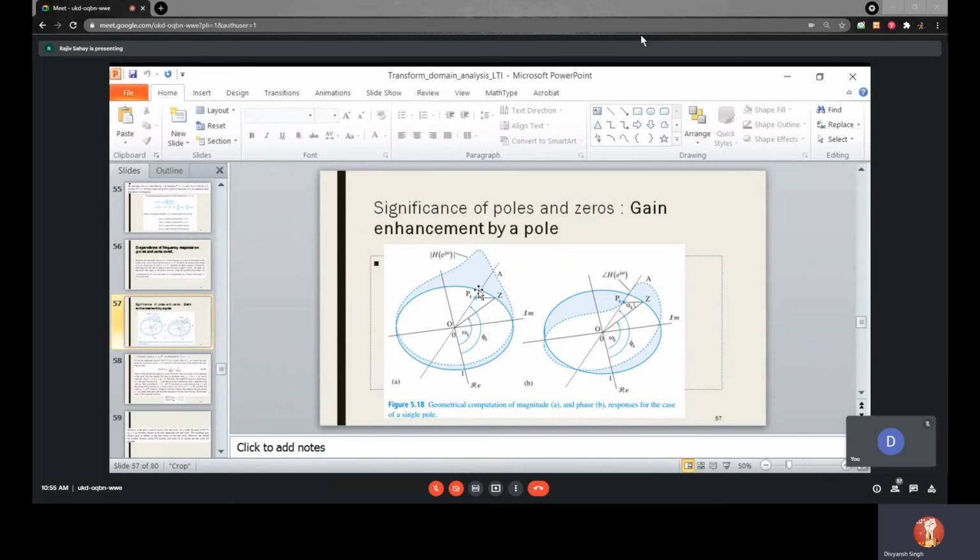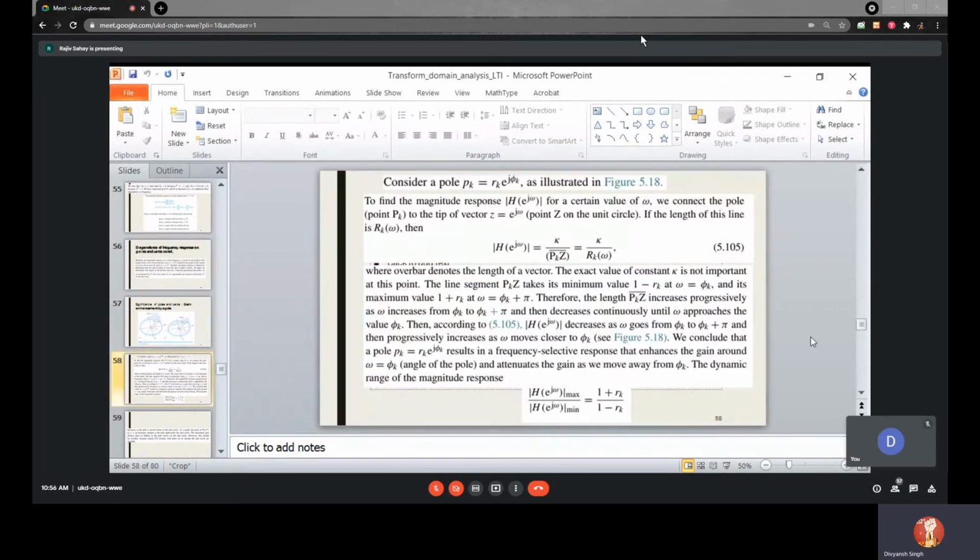Because if it is sitting here, then z's distance from the origin is 1 and rk is the distance O to pk. So 1 minus rk is this small distance, pkz. All of you can see my cursor? Yes, sir. So that will be its minimum value.